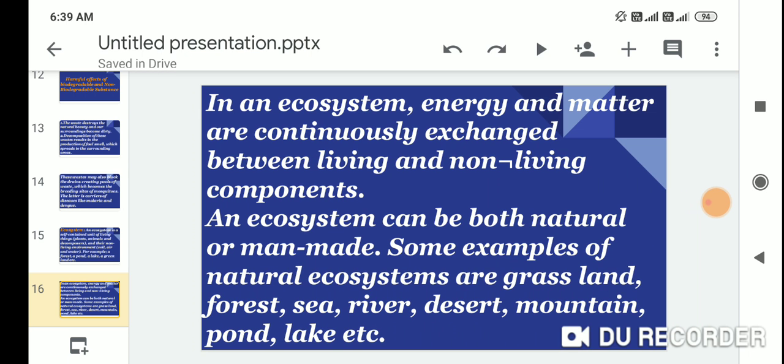In an ecosystem, energy and matter are continuously exchanged between the living and non-living components, and the ecosystem can be both natural or man-made. Some examples of the natural ecosystem are grassland, forest, sea, river, desert, mountain, pond, lake, etc.